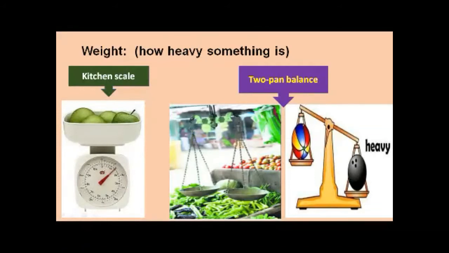When you go to buy something like fruits, the shopkeeper puts a weight in one pan and usually puts the thing, like a mango, in the other pan. This shows how heavy something is. Look here, the heavy pan goes downward and the lighter pan goes upward. So the two pan balance is used to measure the weight of different things.